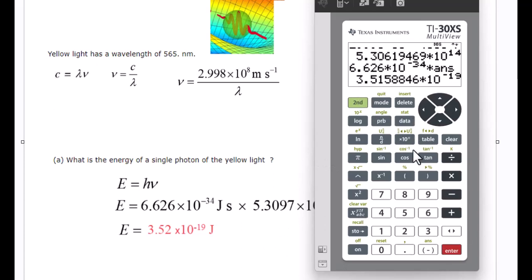Their logarithm stuff is interesting too, but we'll get to that when we do our pHs. I was really surprised to see how their logarithms work, and I'll have a separate video on how to do logs using these TI-30s. All right, hope that helps.